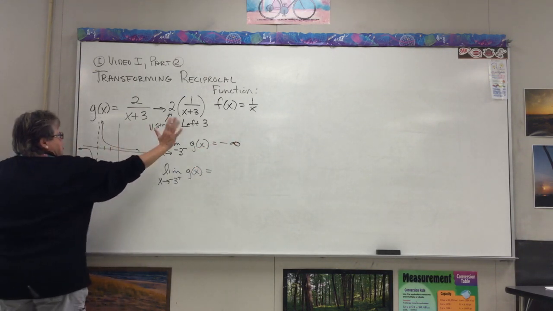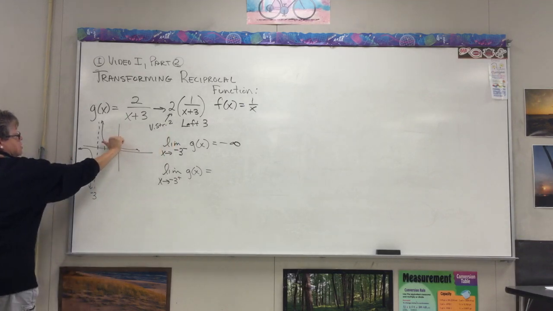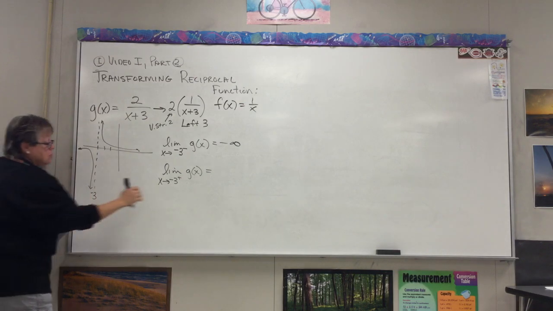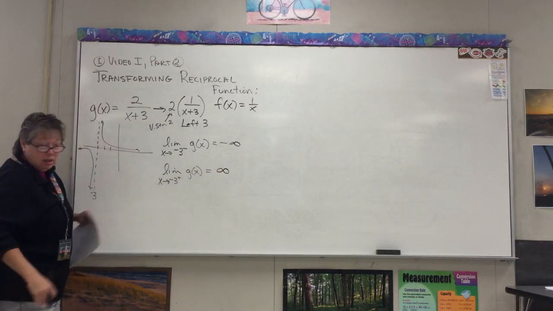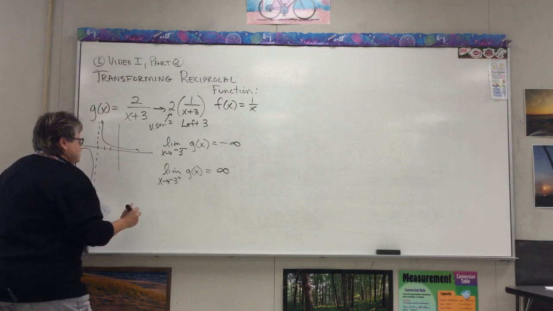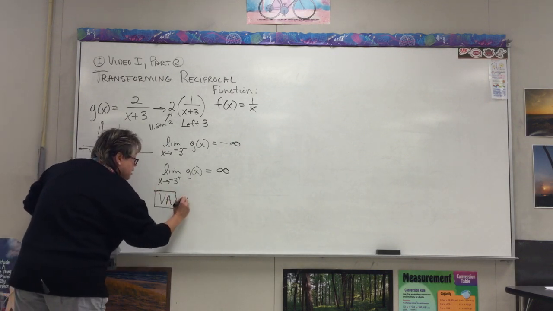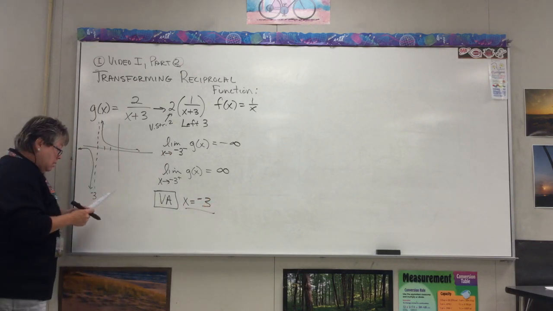Okay, if you're coming from the right, so here's my right hand and I'm coming towards this asymptote, my graph is going up. So from the right, I am going to positive infinity, okay? So what does that mean? Well, that confirms that we do in fact have a vertical asymptote at x equals -3, okay?